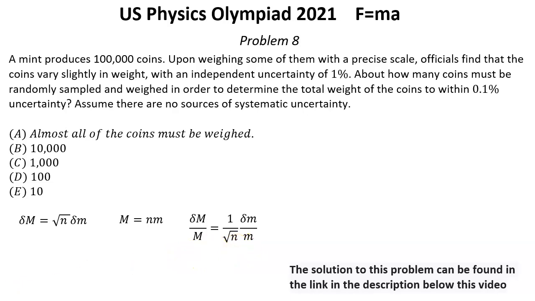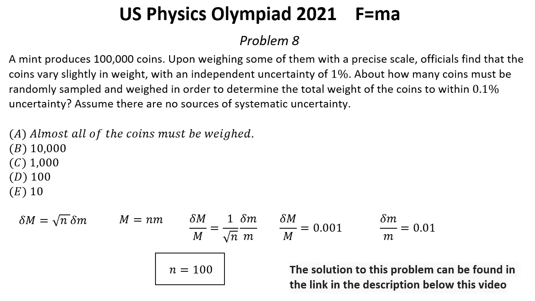In this formula we need the uncertainty for total mass, equal to 0.1% or 0.001. The uncertainty for one coin is 0.01. So combining all these expressions, we can find that the number of coins equals 100. And this is answer D, and that was the solution for problem number 8.